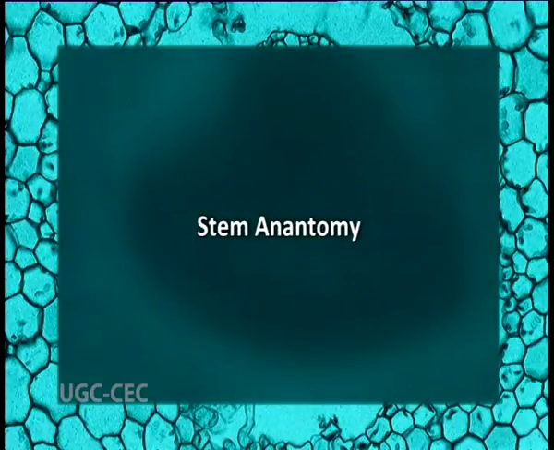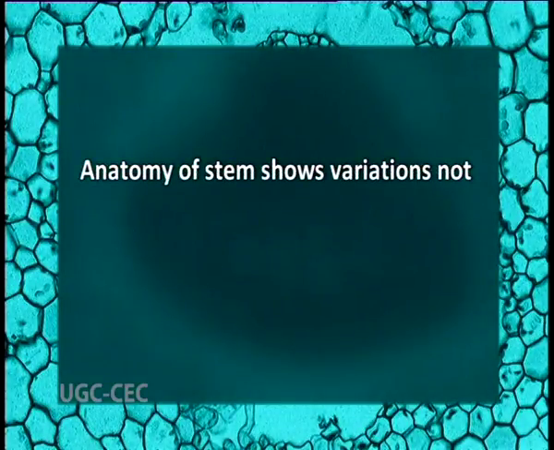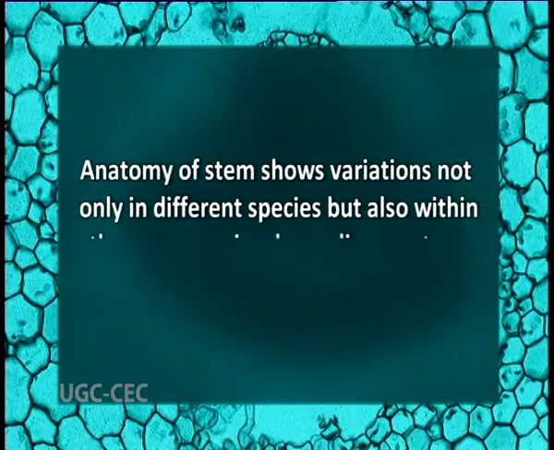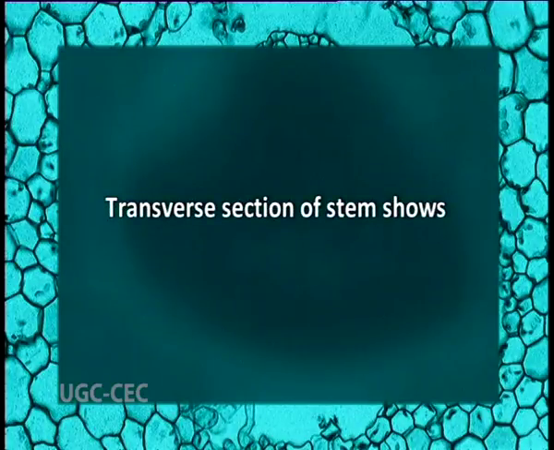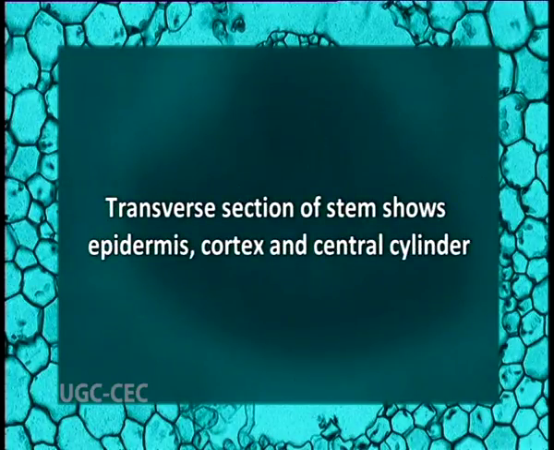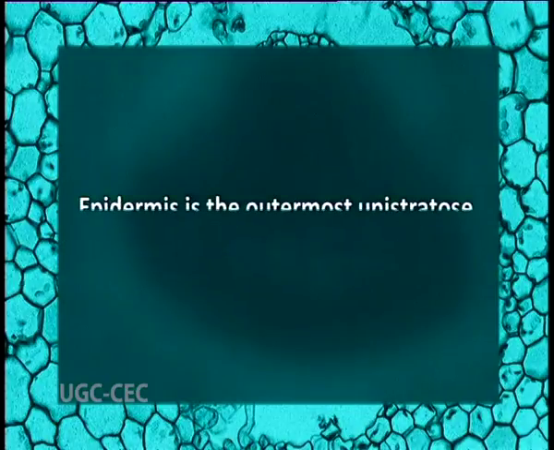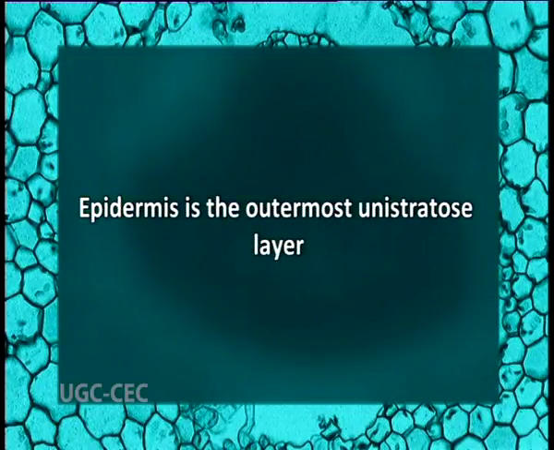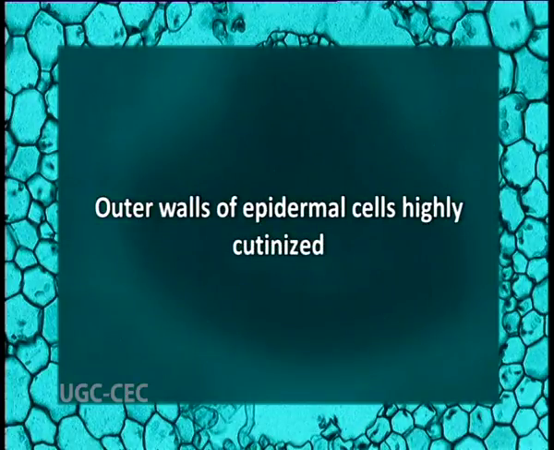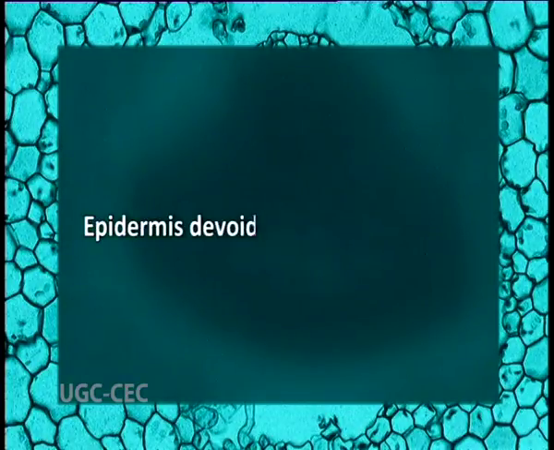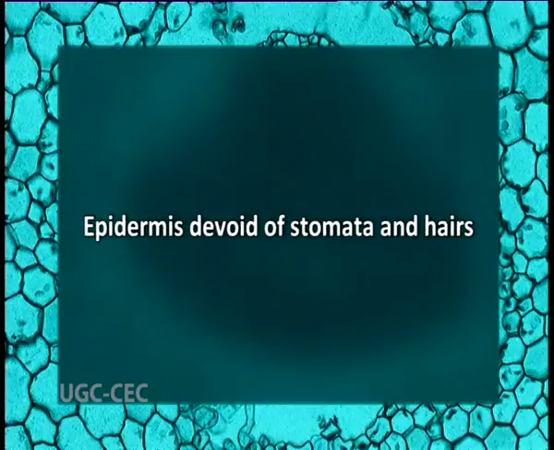Stem. The anatomy of the stem shows variations not only in different species but also within the same species, depending on the stem diameter. A transverse section of the stem shows epidermis, cortex, and central cylinder. The epidermis is the outermost unistratous layer. The outer walls of the epidermal cells are highly cutinized. The epidermis is devoid of stomata and hairs.